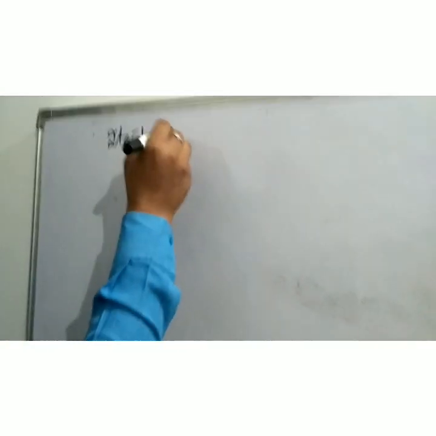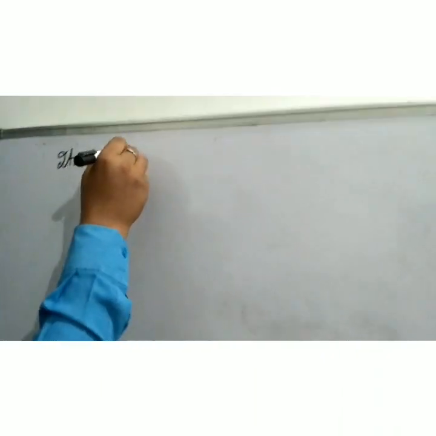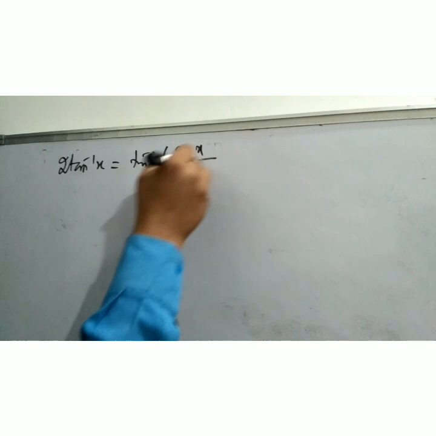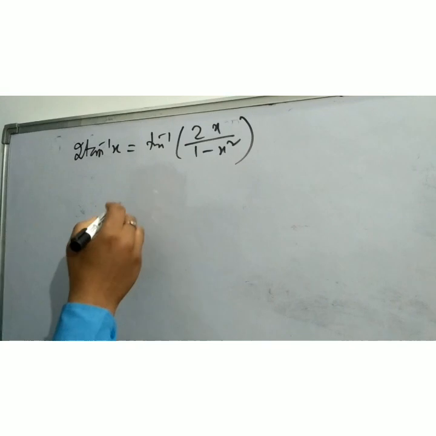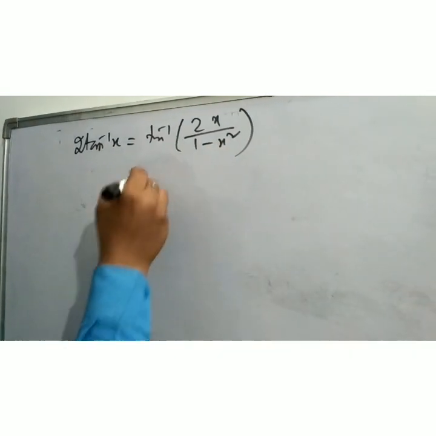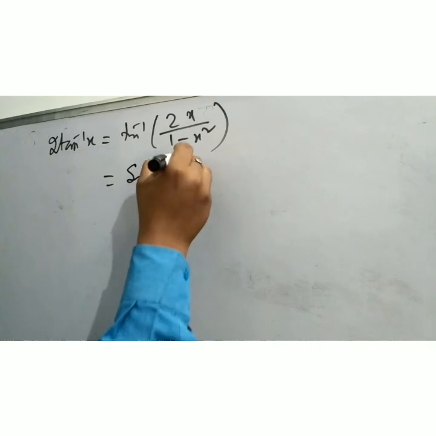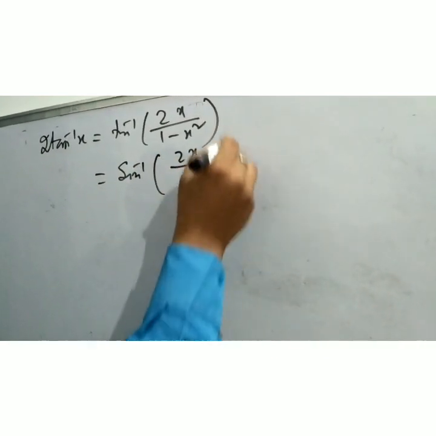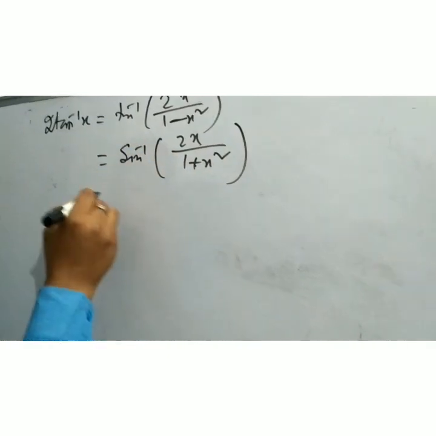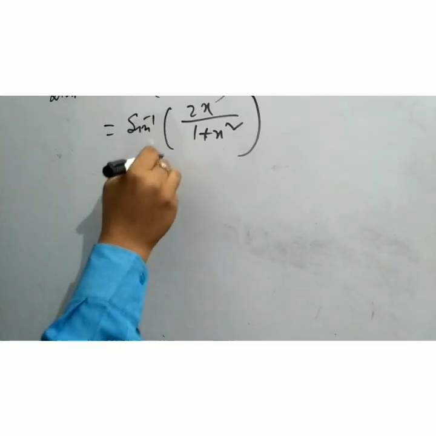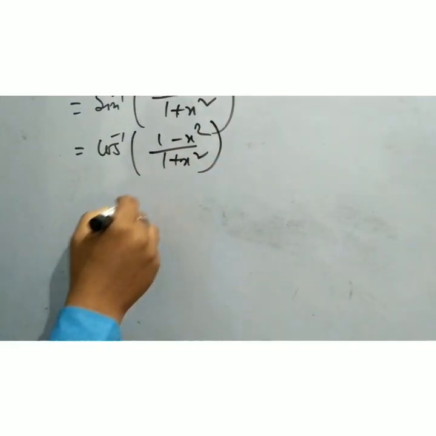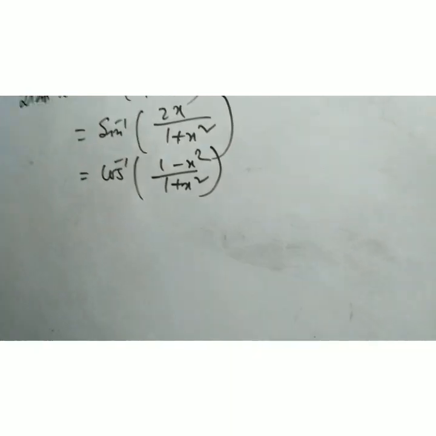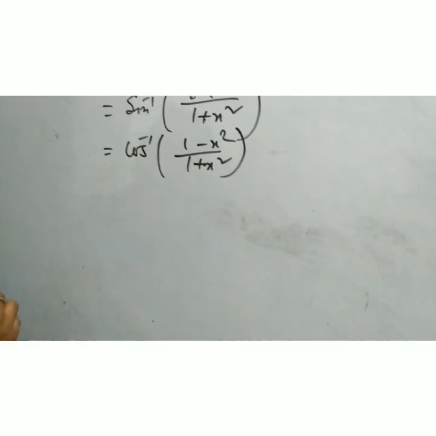Again, the formula for 2 tan inverse x is tan inverse of 2x by 1 minus x square. When tan inverse x plus tan inverse x, that is 2 tan inverse x, is converted into sine, it is sin inverse of 2x by 1 plus x square. Only the difference is minus and plus. Again, it will be converted into cos inverse of (1 minus x square) by (1 plus x square). As a requirement, we have to use this formula of 2 tan inverse x, so I'll apply it in the question.